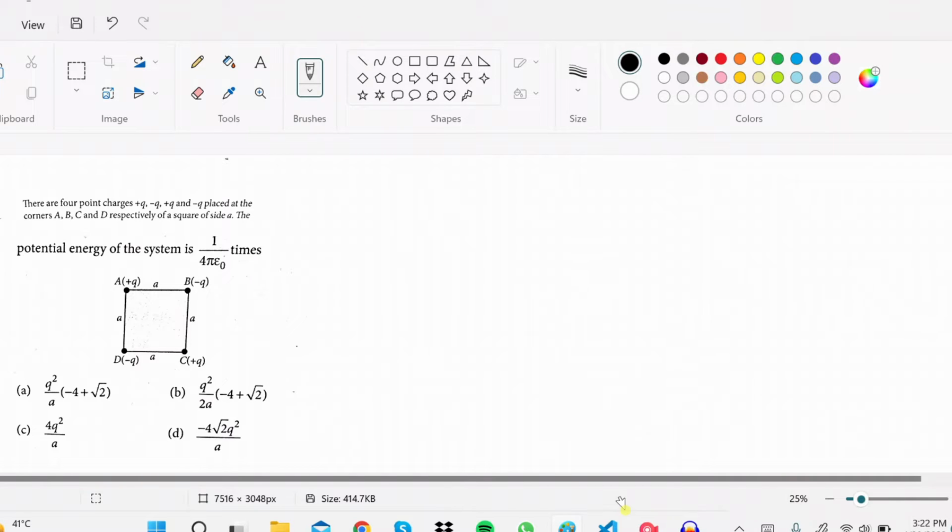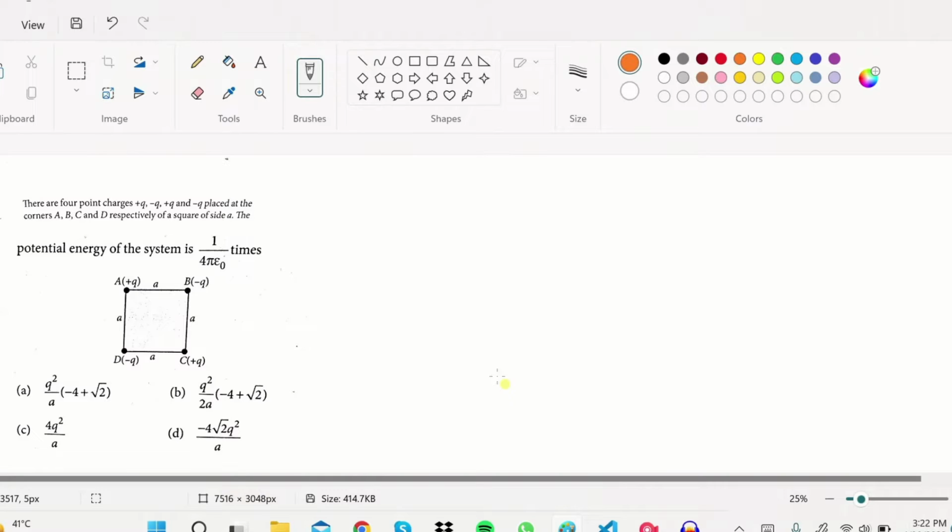Okay, so the next one is there are 4-point charges plus q, minus q, plus q and minus q placed at the corners A, B, C and D of a square of side a. The potential energy of the system is 1 by 4 pi epsilon naught times what? You have to figure out the potential energy.